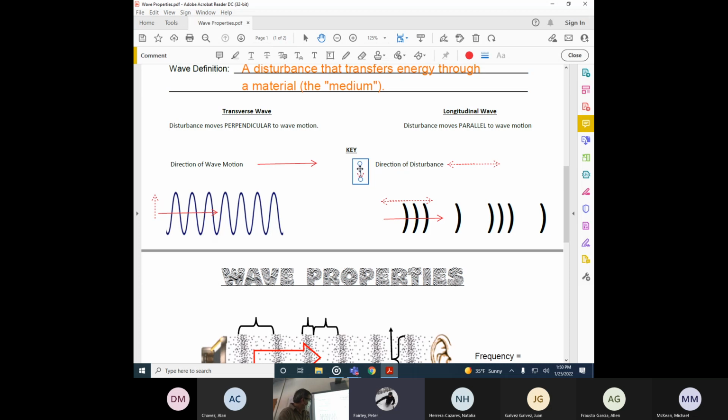Which side do we do it on? I would do it where the disturbance began, because then that disturbance is being transferred through the material.